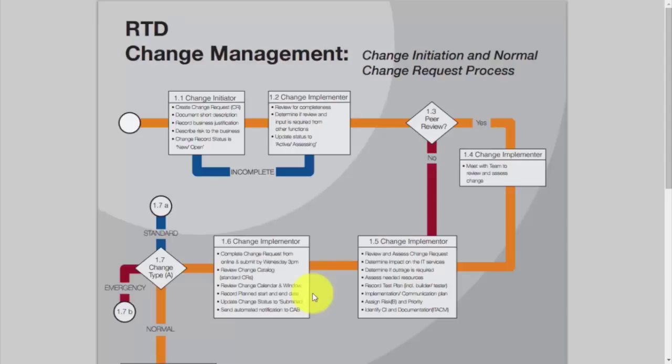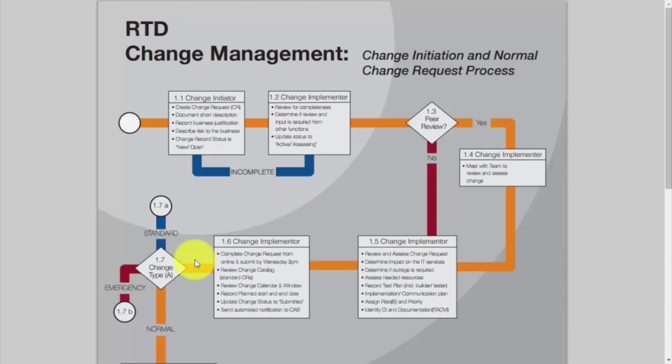At that point, we can update the change status to submitted and then send an automated notification to the change advisory board. At this point, we will have a variance as to which direction we go based on the type of change. So if it is a normal change, we'll move on. That's the process we're going to follow now. If it is a standard change or an emergency change, then there will be different steps that are taken.